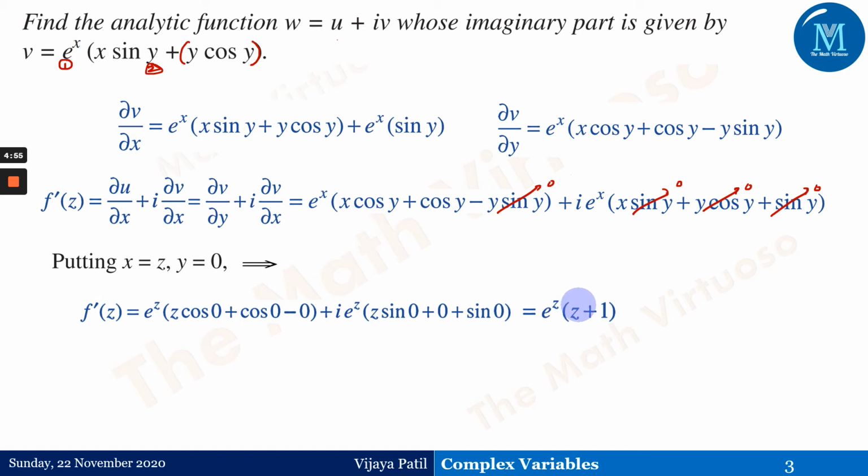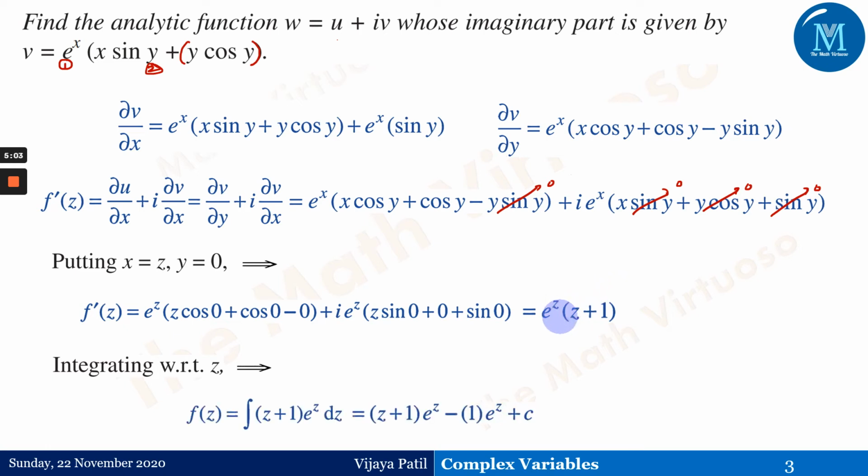Therefore I am getting f dash of z as e to the power z into z plus 1. So it's a very simple function we have got. Now we have to just integrate this particular function with respect to z. And as I have told you, we have already discussed many times integration by parts, where this is the first function, this is the second function: first function as it is, differentiation of the second, and so on.